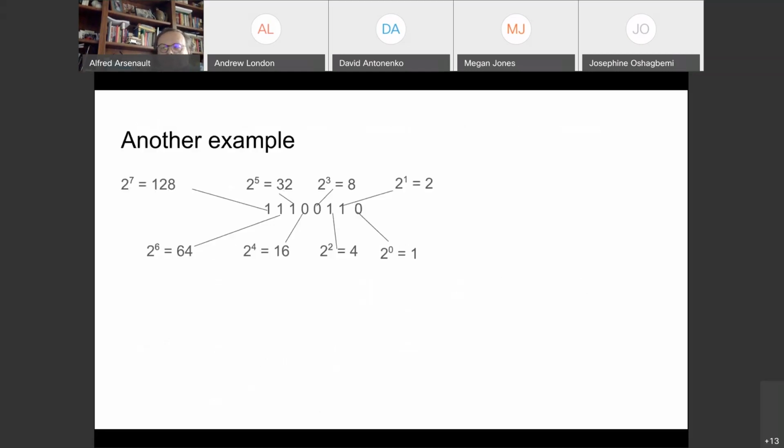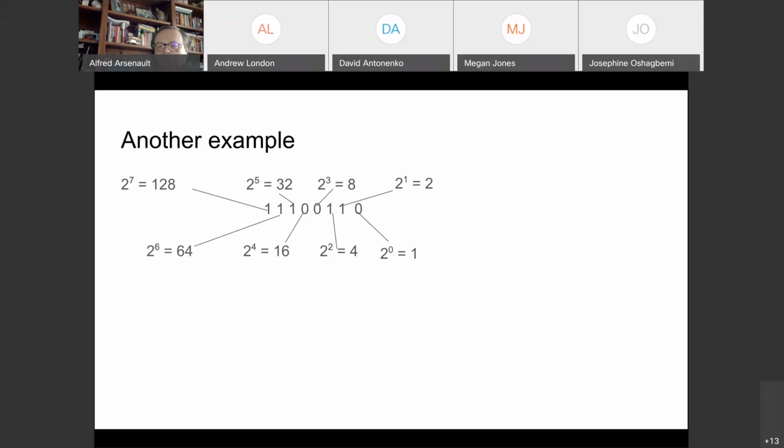Now, this can, as I said, get to be a pain in the neck. Here's another 8-bit binary number. If we look at it, 11100110, we can see that we have a 1 in the 2's location, 1 in the 4's location, 1 in the 32's location, 1 in the 64's location, and 1 in the 128's location.